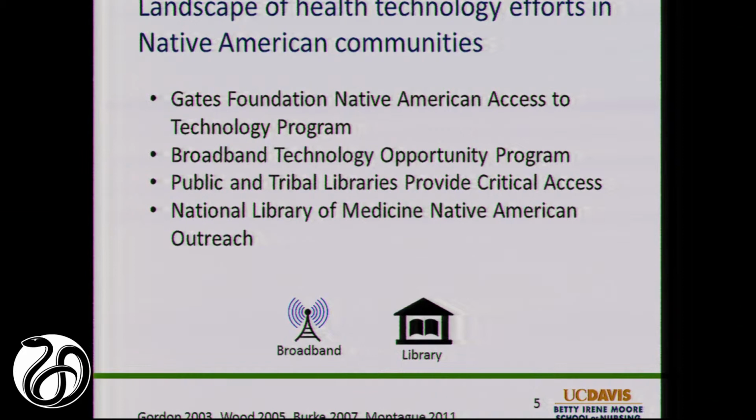Public and tribal libraries have really provided some critical access, primarily around access to published information, access for educational purposes, things like that. And the National Library of Medicine has actually, for a number of years, had a Native American outreach program, really targeting the production of content that's important to Native American communities, as well as getting access to that information for tribal communities. So there are a number of efforts dealing with the infrastructural issues.